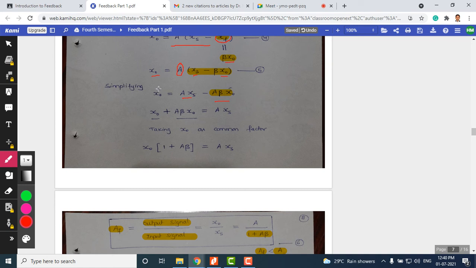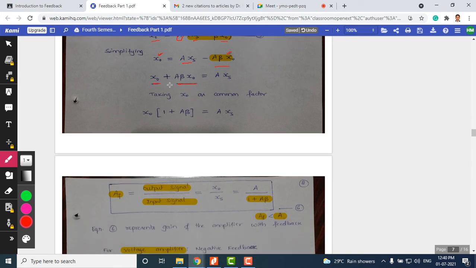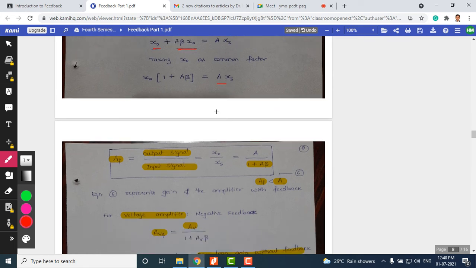Now, you can see on the left hand side x naught, and on the right hand side also we have an x naught. We can combine them together, and x naught can be taken as a common factor. That is what we have done in the next step. After taking x naught as a common factor, we have x naught into (1 plus A beta), which on the right hand side is equal to A times xs. Now you can see that the ratio of x naught by xs can be called the feedback gain Af, A subscript f, which is nothing but the feedback gain.